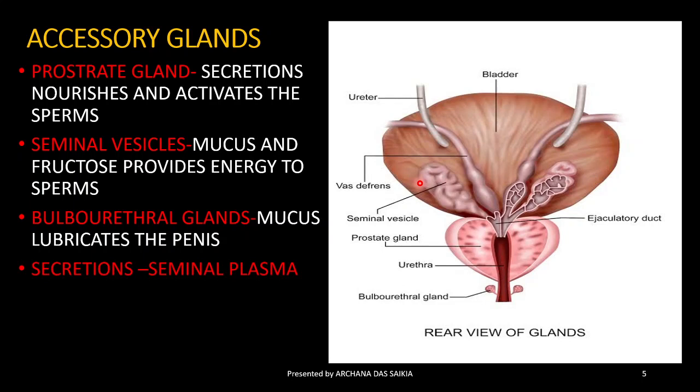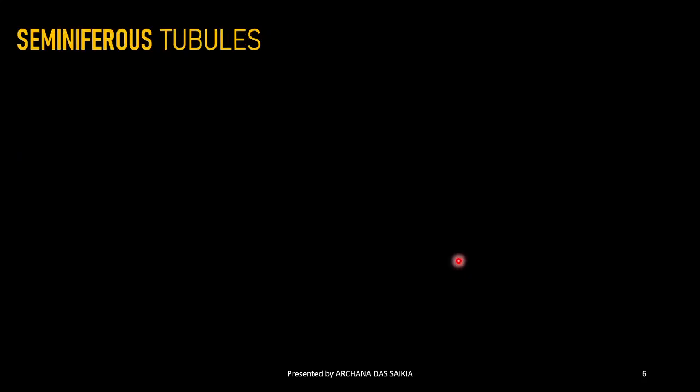Then the secretions of the prostate, seminal vesicles and bulbourethral glands together are known as seminal plasma. All of them mix together to form a fluid that is called seminal plasma.